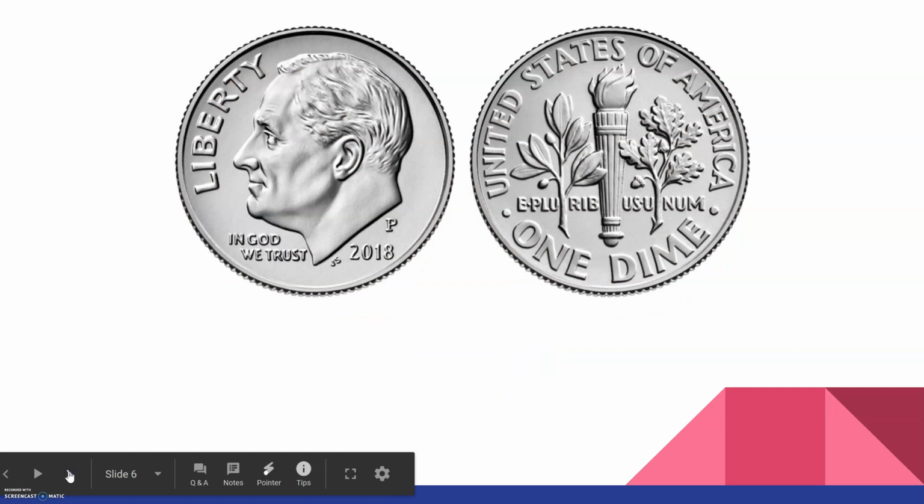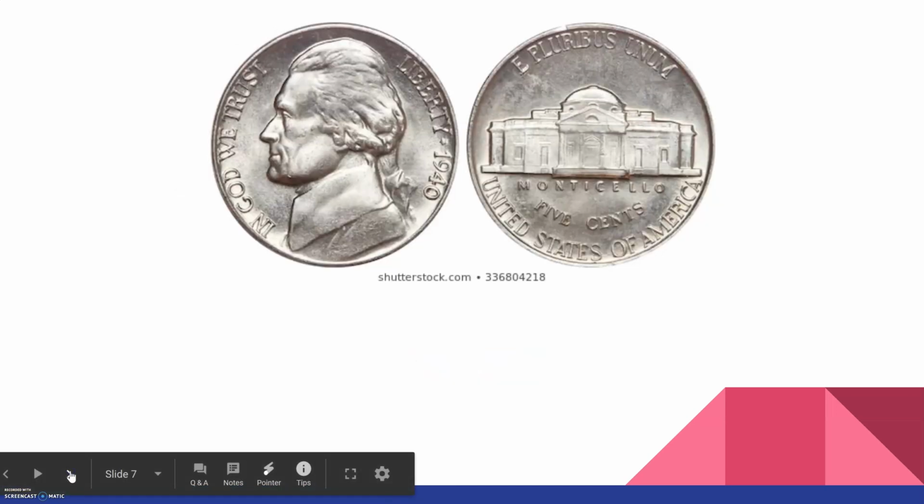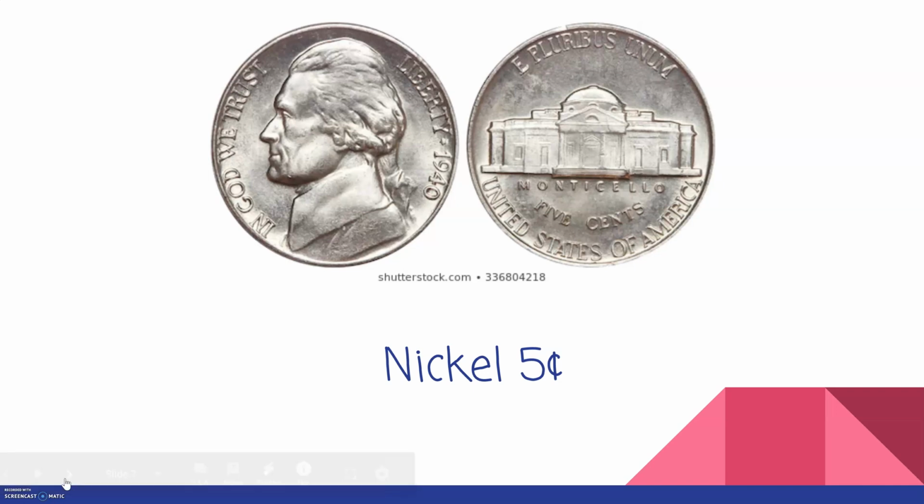What's this one? This one's a dime, and it's worth 10 cents. And the last one, this one's really tricky. This one is a nickel, and it's worth 5 cents.